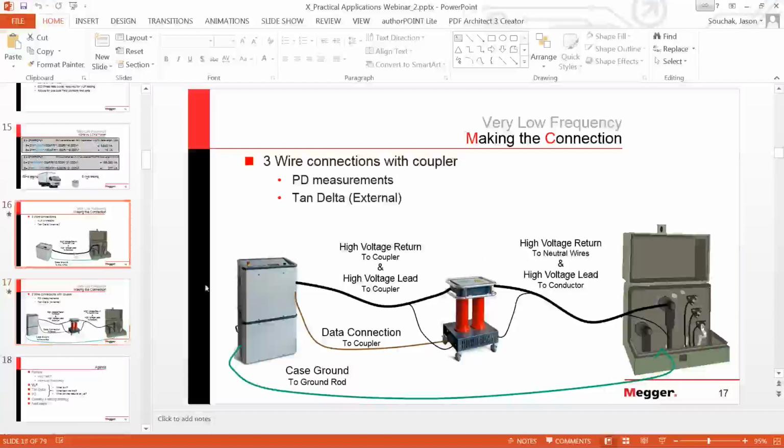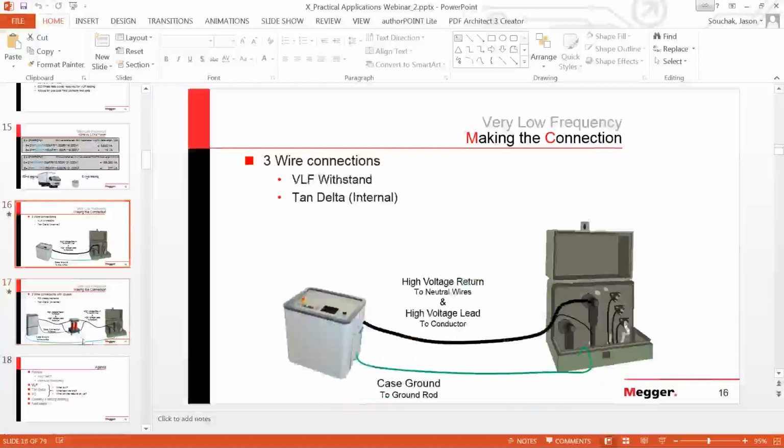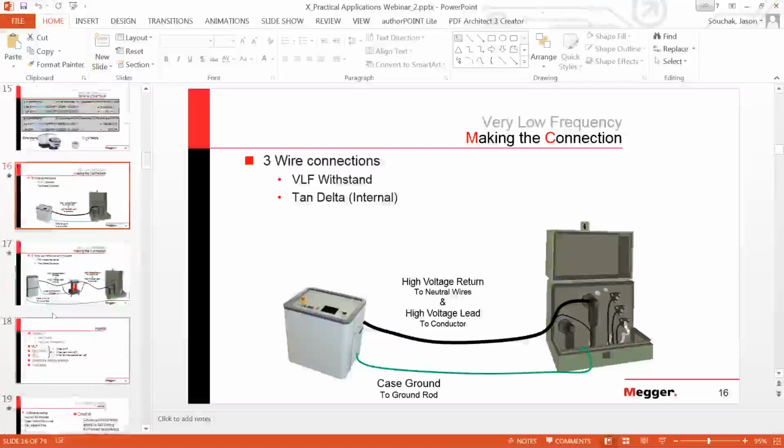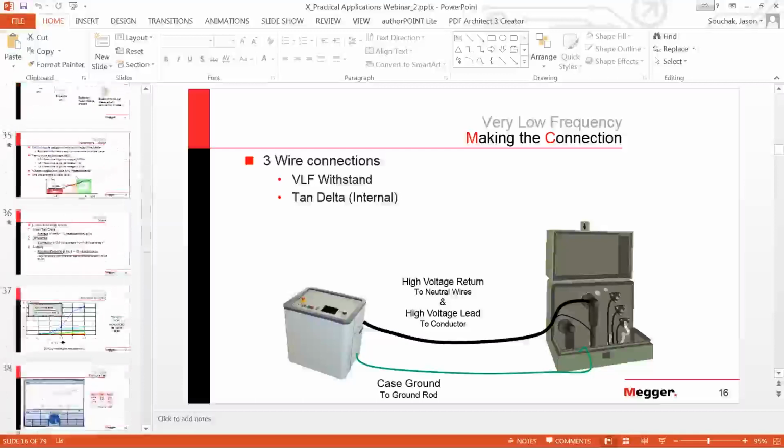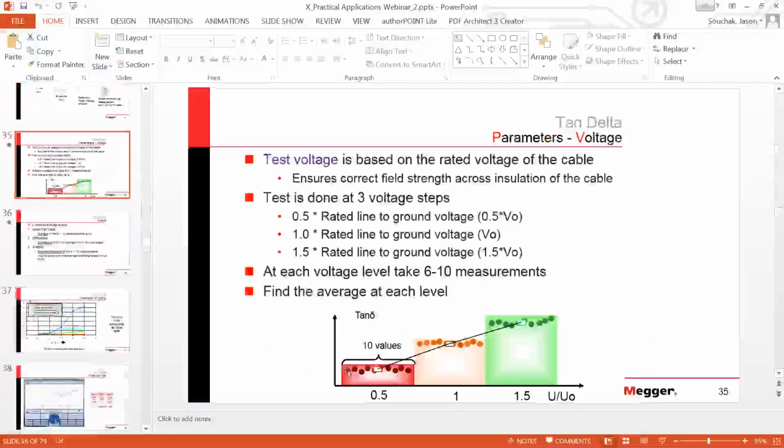It depends on if your device has the tan delta built inside, like this one, or if you need to use a coupler. To the other question here, what does the measurement 6 to 10 points mean, and what type of connection? So the connections are as described here. The 6 to 10 points, like I show here, we do one measurement every 10 seconds, or one measurement every cycle. It's the same. And we hold that voltage there for 6 to 10 cycles. At each cycle, we take the measurement.